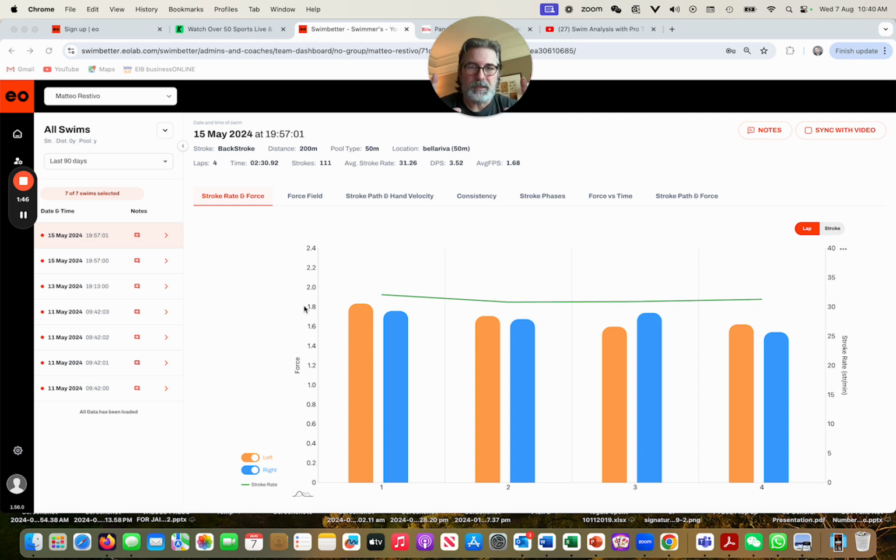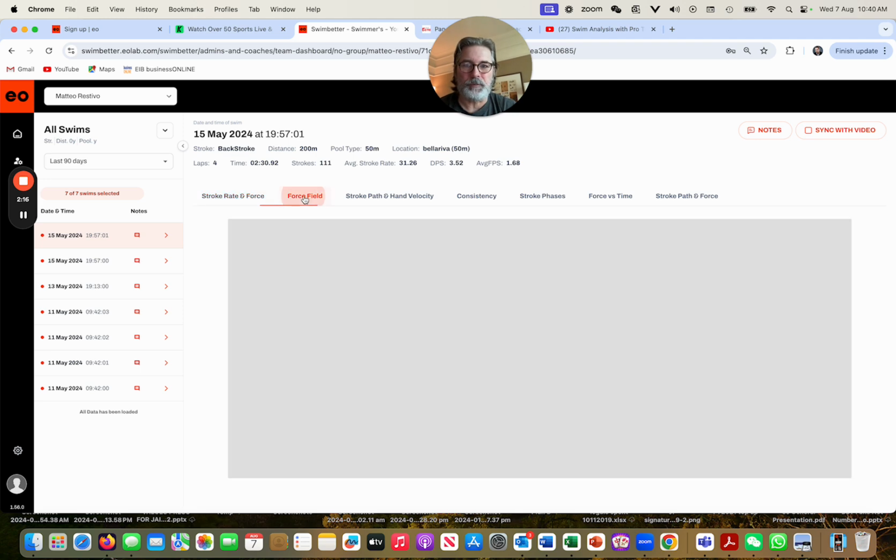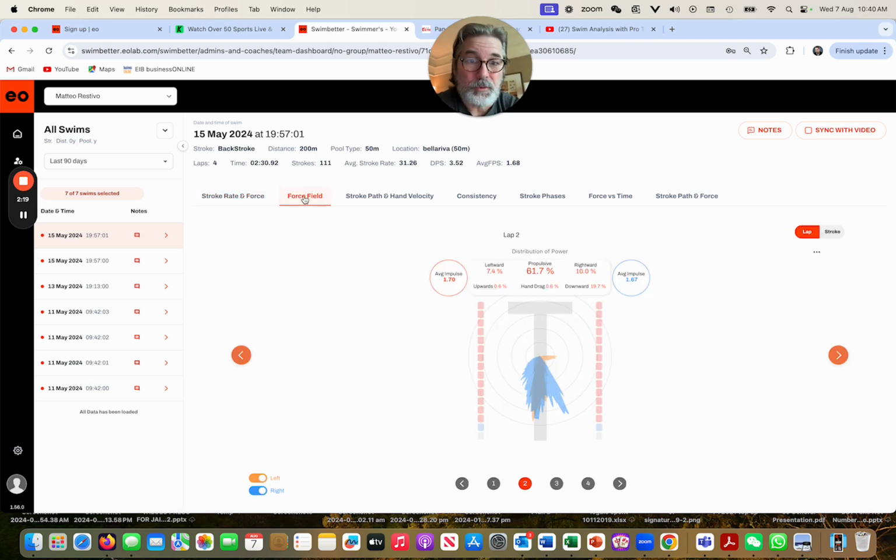So let me just start with where we are here. As you can see, we're looking at 200 metre data. It's 4 laps of a 50. It's not race pace by any stretch of the imagination, but it's a good bunch of data to have a look at. You can see it's reasonably consistent between each hand, a little bit of variation across the 4 laps, and likewise the stroke rate is nice and consistent too. But let's get into the force field, because this is of course where we see the direction that those forces are being applied.